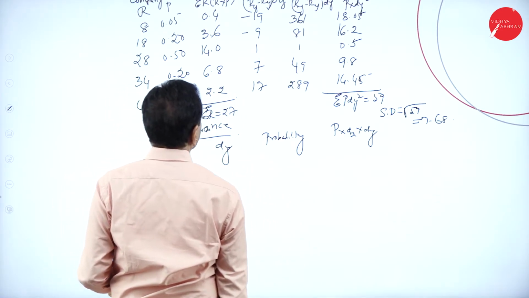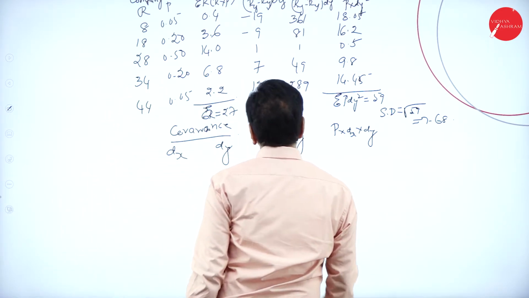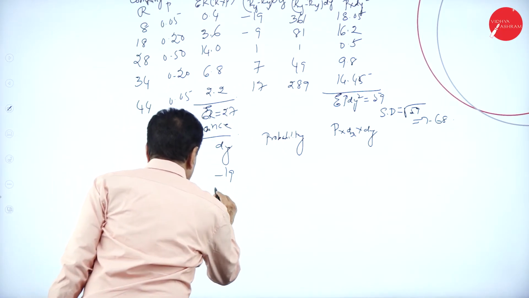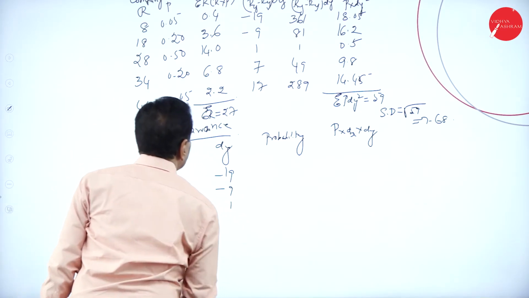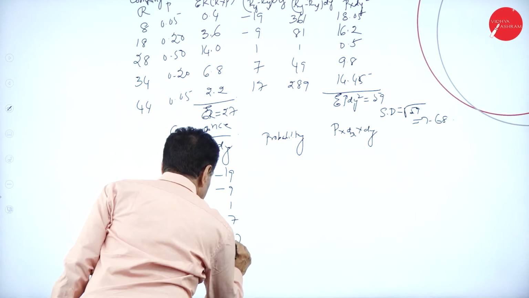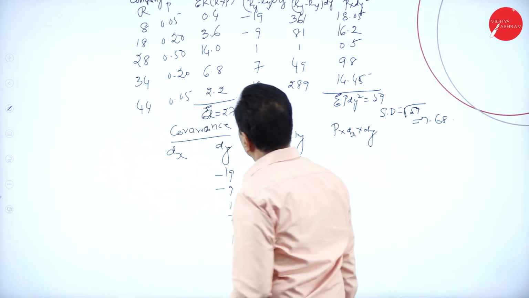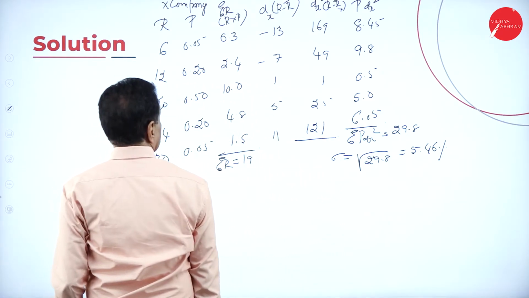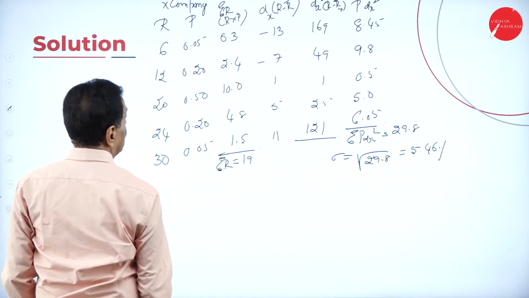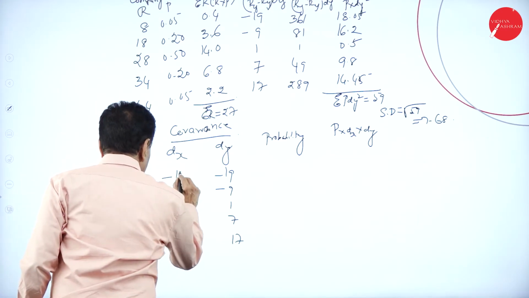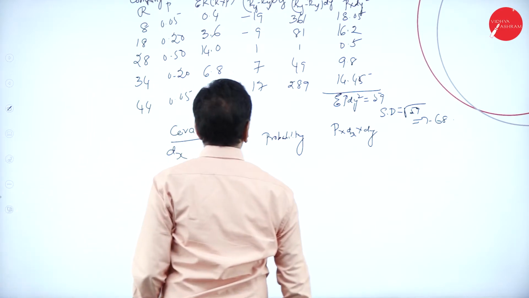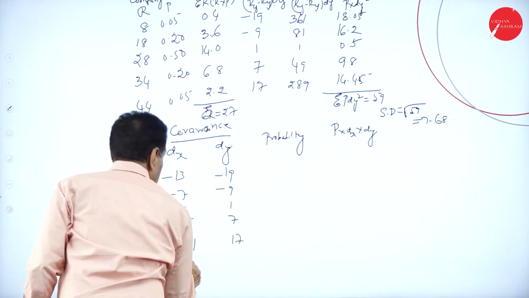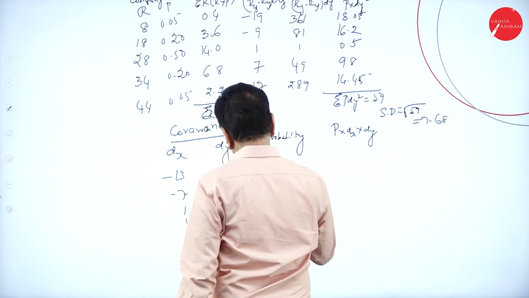What's a dy here? Deviation of y: minus 19, minus 9, 1, 7, 17. Come back to dx: minus 19, minus 7, minus 13, minus 7, 1, 5, 11. Probability into dx into dy.